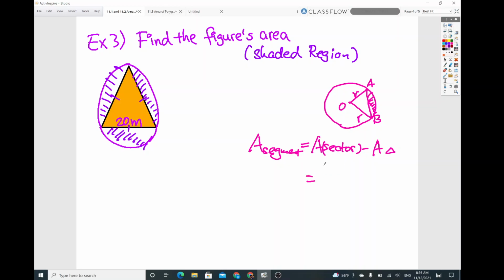Okay, so the area of a sector, which is what? Pi r squared times m degrees over 360. And then the area of a triangle, 1/2 times base times the height. So the one that we want to find out is the area of the shaded region. So imagine that this one is the area of a sector. For the triangle, it looks like this one is an equilateral triangle.